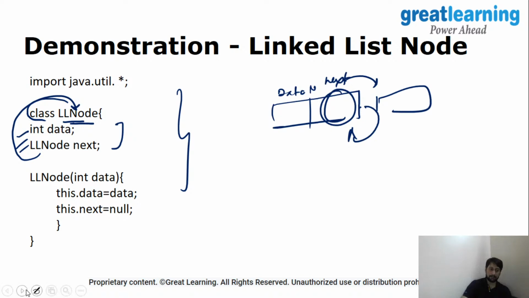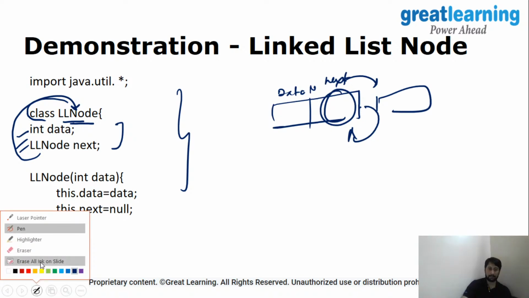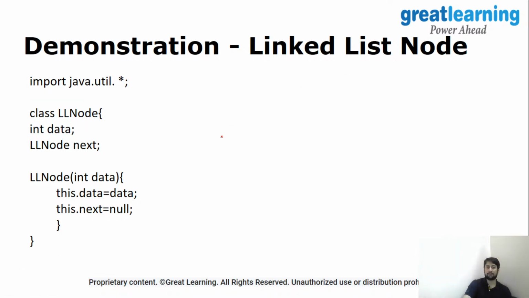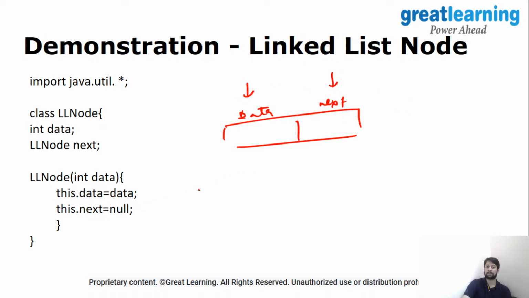So you have these data members available. Let me just clear the screen. You have these data members and your node will look like this. This will be your data part and this will be your next part. The next part will contain the reference of the next node, data will contain your value. You also have a constructor over here which is used to initialize this node whenever you're trying to create it.